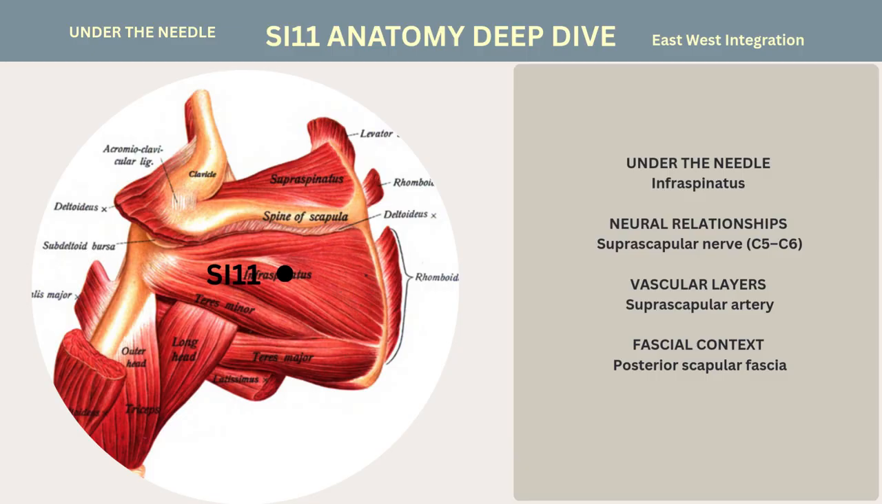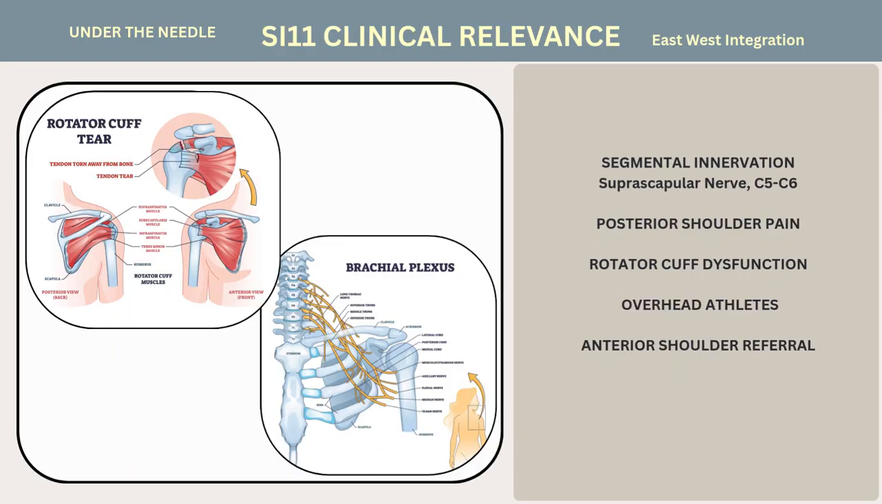Needle depth and angle should respect the scapular contour and underlying neurovascular structures. Clinically, small intestine 11 is highly relevant in posterior shoulder pain, rotator cuff tendinopathy, and scapular dyskinesis. Weakness or inhibition of the infraspinatus often leads to anterior humeral glide and overload of the long head of the biceps.